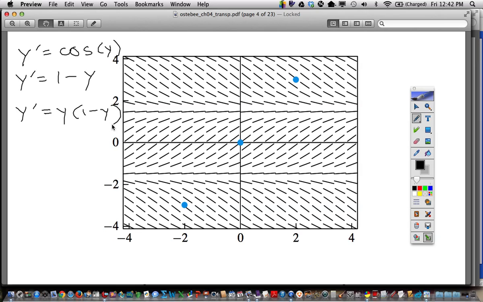Now we need to pick another point. So we try this one up here. Maybe y is 3 up here. Cosine of 3. Well, 3 is really close to what? Pi. So how about we do cosine of pi, which would be what?